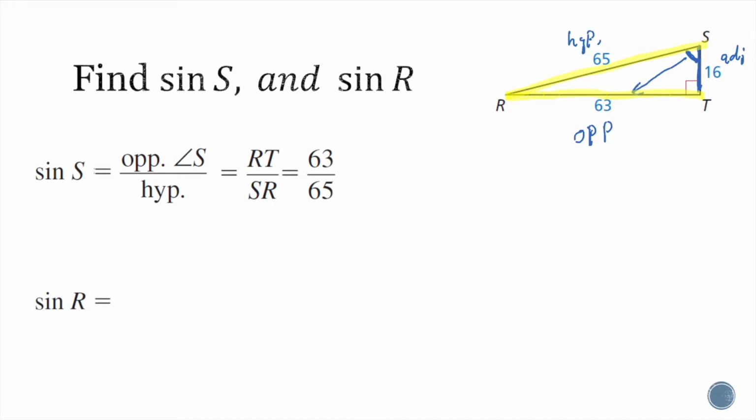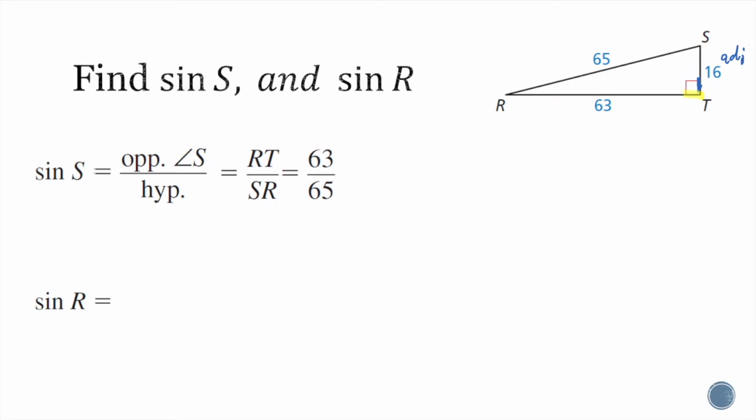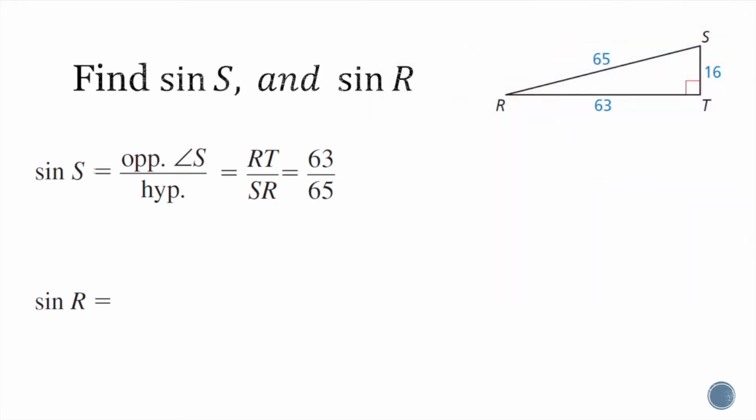Now I'd like you to do the same. I'd like you to find the ratio for sine of R. I'm going to start you off here, and notice that here I have angle R. So my opposite side is now 16. My adjacent side is 63, and my hypotenuse is always the hypotenuse.